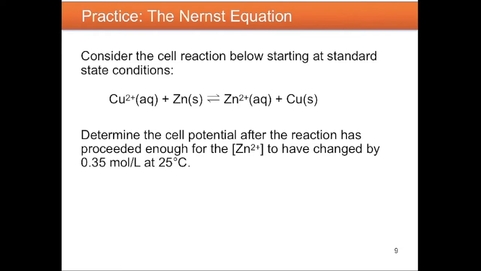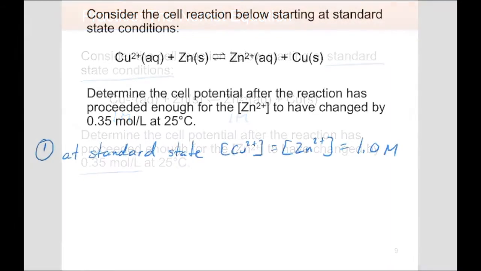So the first thing we have to consider is, where does this reaction start? We're not given specific concentrations of the copper and the zinc, but we are given another clue to tell us what the concentrations were initially. Because all we know is that we're trying to figure out what happens when the zinc 2+ changes by 0.35 moles per liter, but to do that we've got to know where our starting conditions are. Now luckily we're given a clue here in the question, and that is that we start at standard state conditions. So if we start at standard state conditions, we should know that the concentrations of both copper 2+ and zinc 2+ are going to be 1 molar. Alright, so that's the first step.